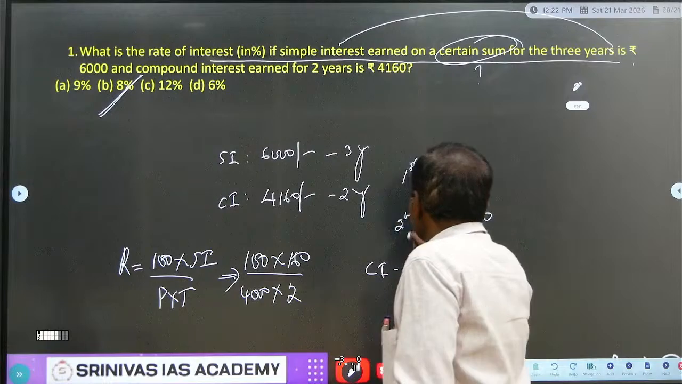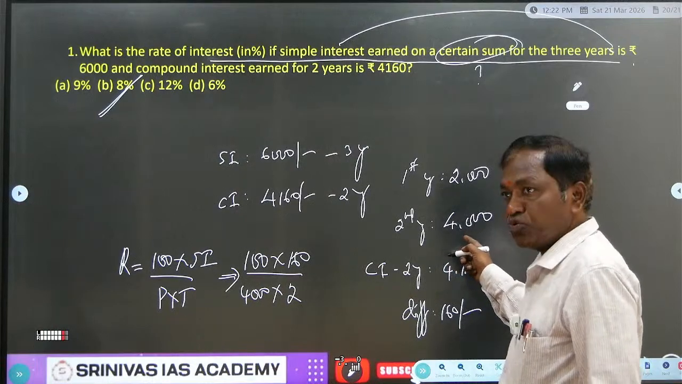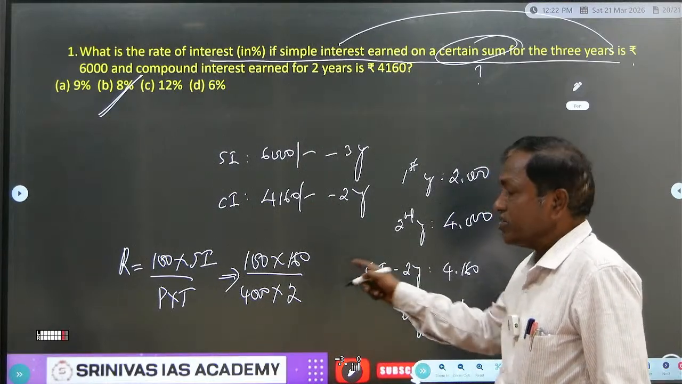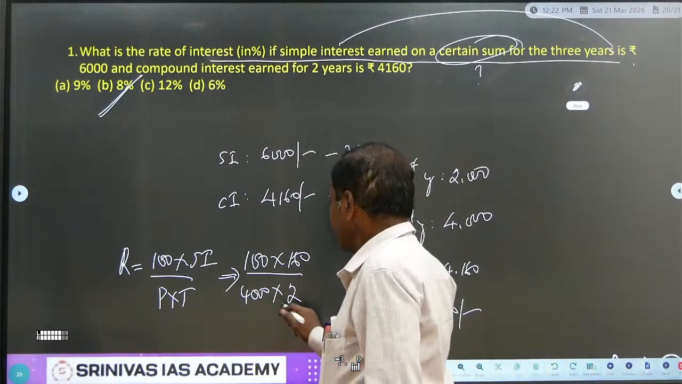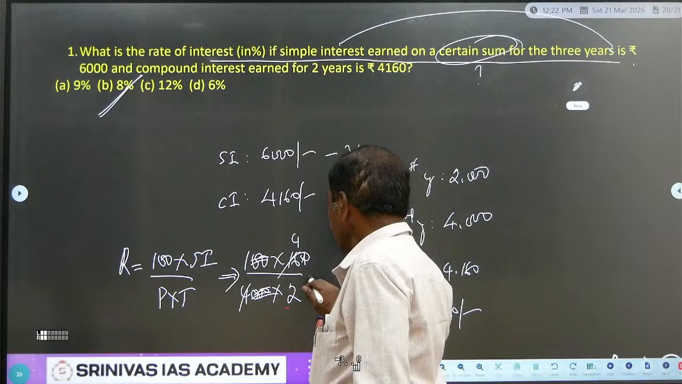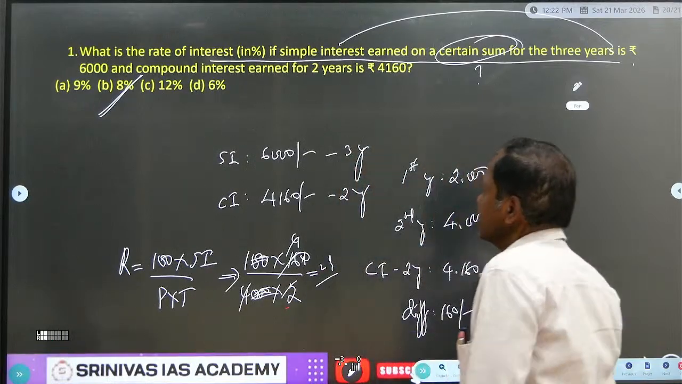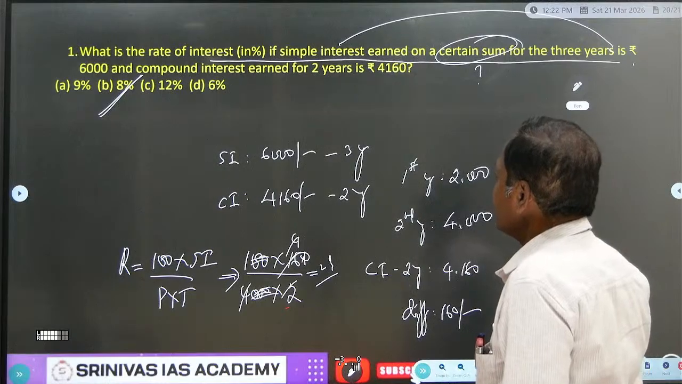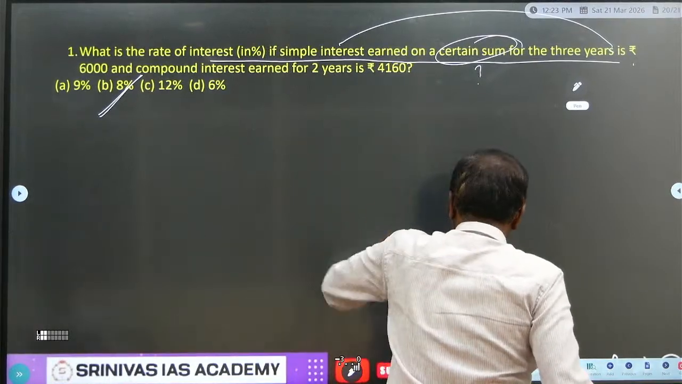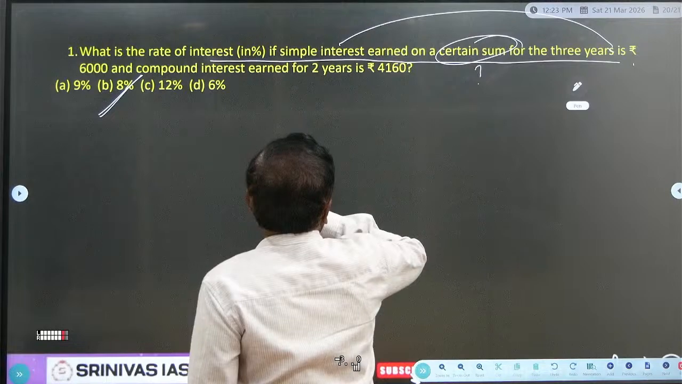Simple interest is 2,000 rupees per annum. Simple interest for 2 years is 4,000. Compound interest is already given as 4,160. The difference in amount is 160. Now the zeros cancel, and the year is 2%. Even that is not possible. What should have been done there? You convert into simple interest and see how you can finish this work.